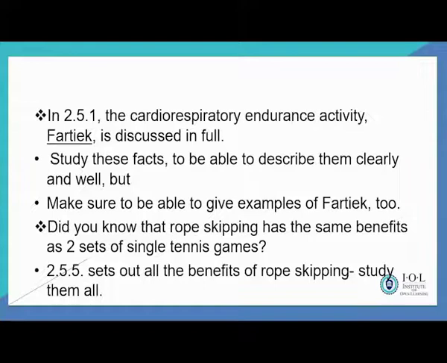In 2.5.1, the cardiorespiratory endurance activity, FARTIC, is discussed in full. Study these facts to be able to describe them clearly and well, but make sure to be able to give examples of FARTIC too. Did you know that rope skipping has the same benefits as 2 sets of single tennis games? 2.5.5 sets out all the benefits of rope skipping.